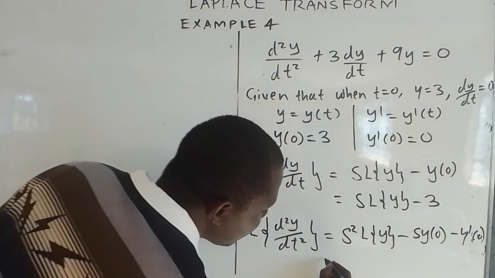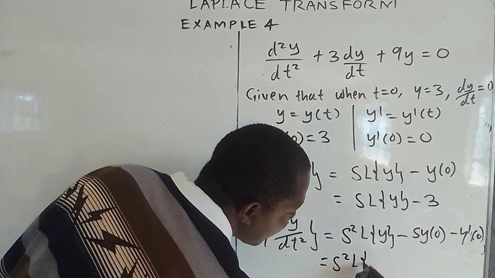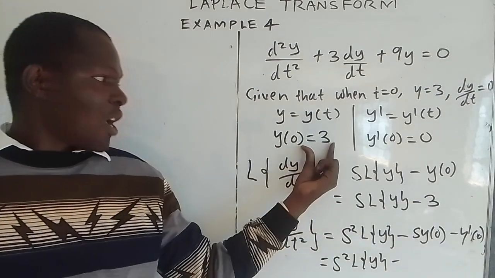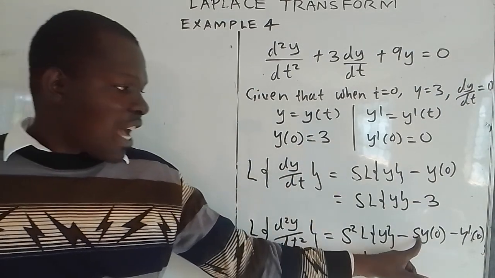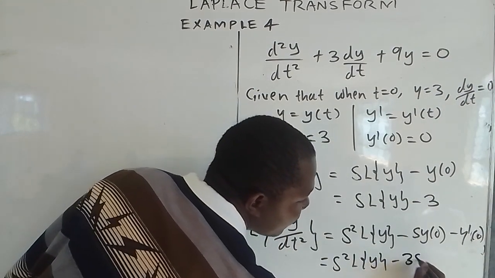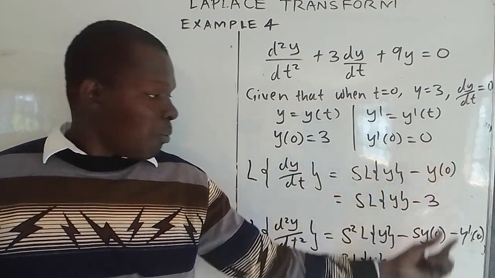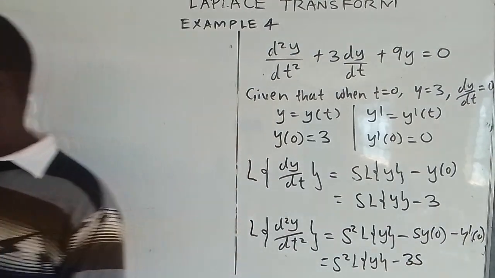That is going to be s squared Laplace transform of y minus s y of 0. What is y of 0? 3. So s times 3 is 3s. Then minus y prime of 0. What is y prime of 0? 0. Meaning it is minus 0. So we just remain with that, isn't it?